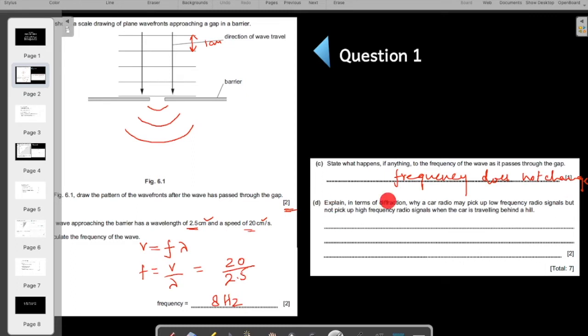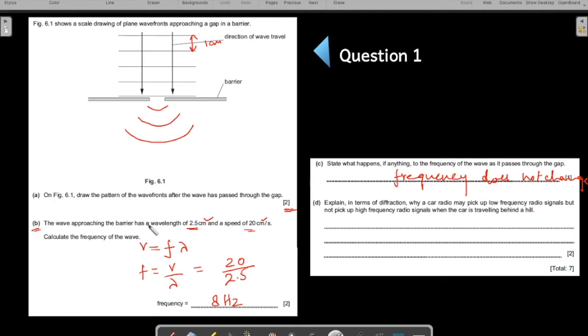Explain in terms of diffraction why a car radio may pick up a low frequency radio signal but not pick up a high frequency radio signal when the car is traveling behind a hill. So this question is all about diffraction. If you have not gone through the theory on diffraction, go through my theory video on diffraction. You'll find the answer to this question there as well. So what is happening?